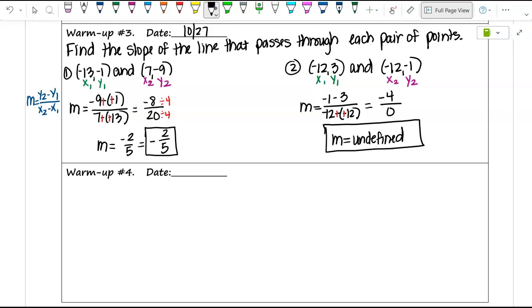All right, we're going on to our last set of notes in this, starting on page 21. But first, go to your table of contents where it says writing equations in slope-intercept form. Put today's date, which is the 27th. And then go to page 21.